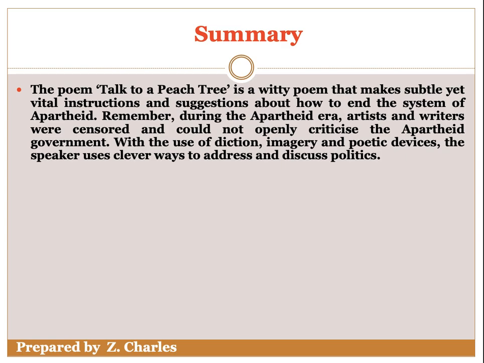So in this poem, you're going to see that the speaker uses wit, but also absurd and weird instructions that the people of South Africa need to follow. And why is that done? Because the speaker cannot openly say, listen here, South Africans, in order to end apartheid, we all need to do this, that, and the other. You have to think of a clever way to play around with words. And that comes into the next sentence here, with the use of diction, imagery, and poetic devices. The speaker uses clever ways to address and discuss politics.